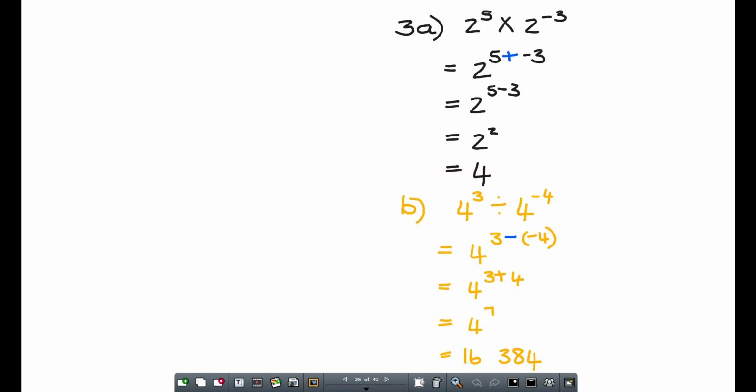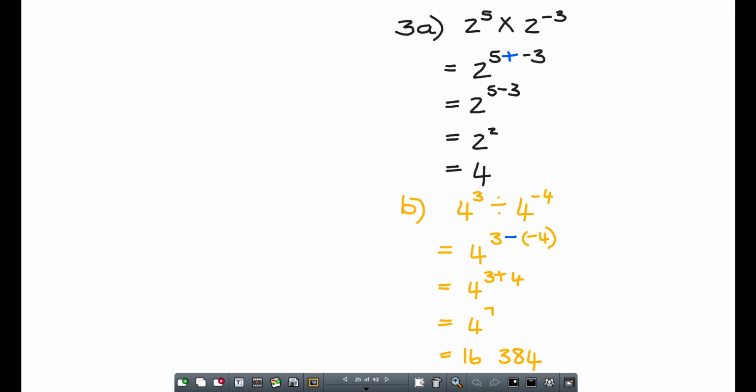Okay. There's 3A and B. Now, over here, they started mixing it up. At 3A, you will see that we are multiplying and the bases are the same. So we're using law 1, which says that we then add exponents. And 5 plus -3 will be the same as 5 minus 3. And that means that I end with 2 to the power of 2. Or if you simplify it further, that will be 4.